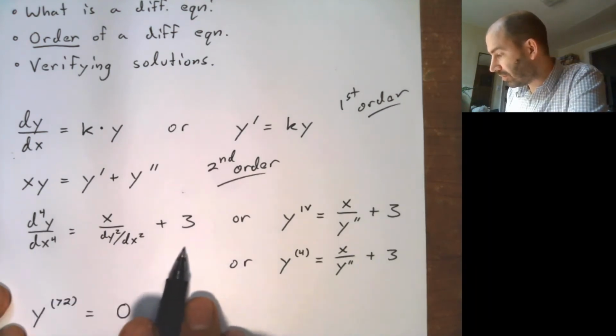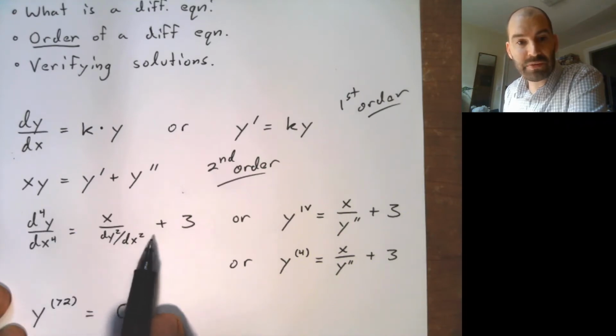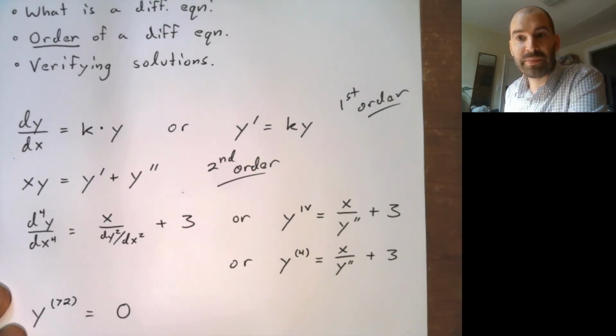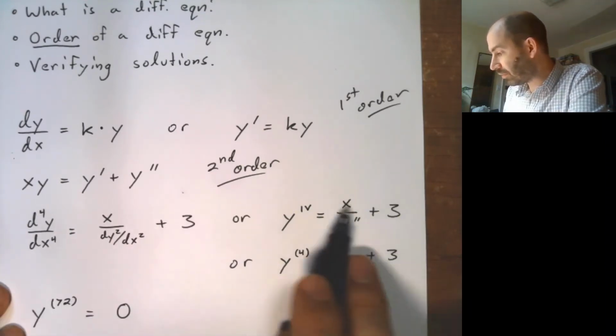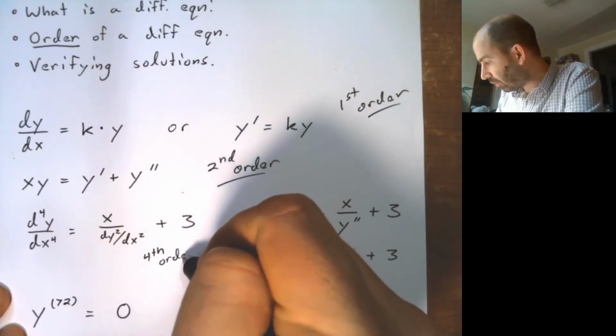What about this one? Here we have a fourth derivative, second derivative, and no other derivatives in here. So the highest is fourth. So this is all different ways of writing the same thing. This is a fourth order differential equation.